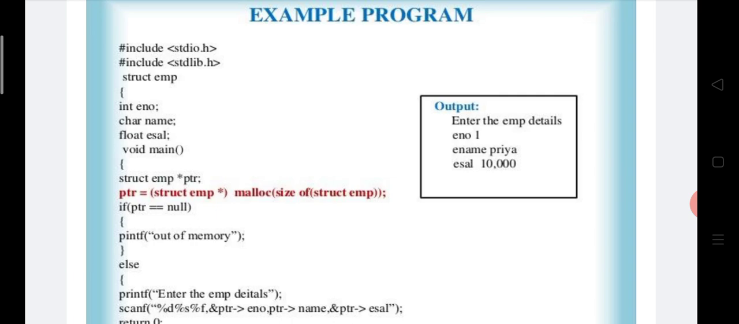Here we are going to use ptr is equal to struct emp, malloc and sizeof struct emp. Means for this particular structure, the memory that is required is allocated by the malloc function, and this allocated memory address is assigned to the pointer variable ptr.